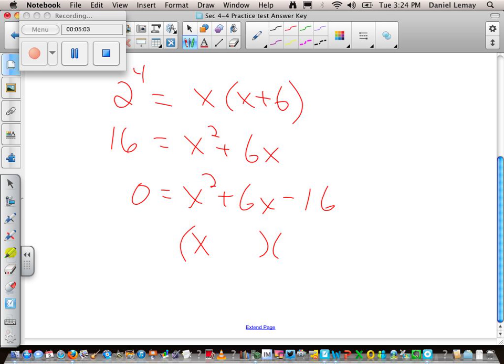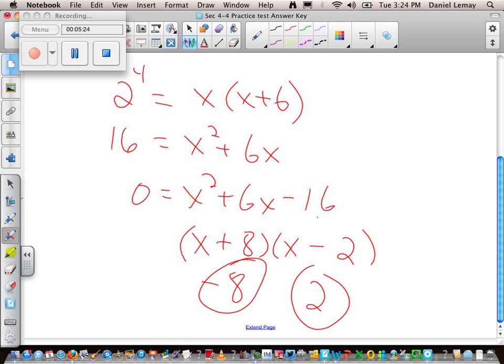I know 8 times 2 is 16, and 8 minus 2 is 6. Make the 8 positive, the 2 negative. That'll give me the negative 16, positive 6 in the middle. So it looks like negative 8 and positive 2 are the two solutions.